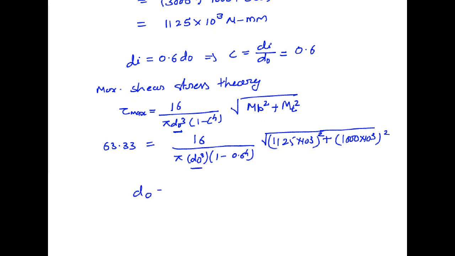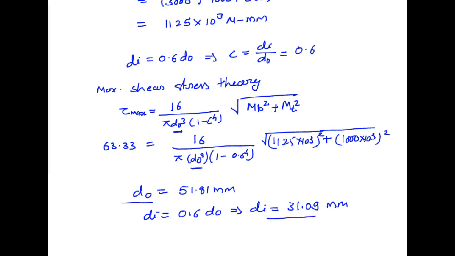So the value of DO here is 51.81 mm. From this DO we can find out the value of DI, it is 0.6 of DO. So the value of DI will be 31.09 mm. So this is the value of DO and this is the value of DI for this condition. With all these values we can easily draw the bending moment diagram and the torsional moment diagram.